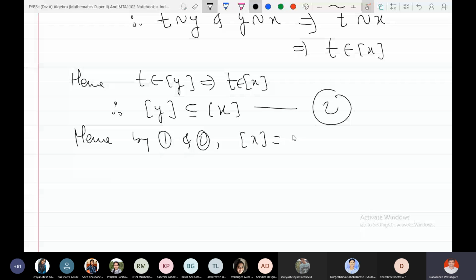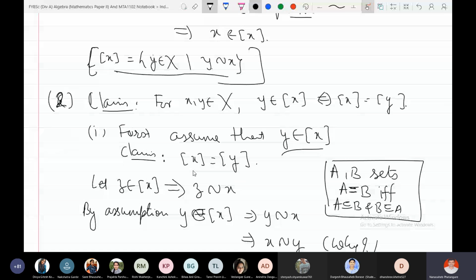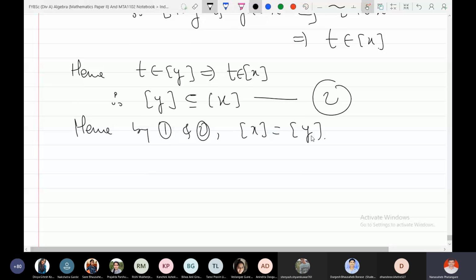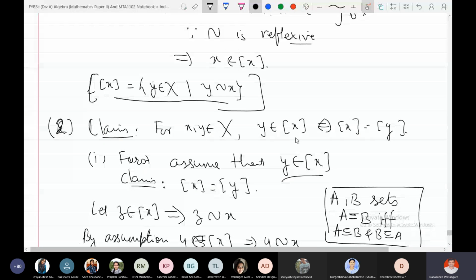So what did we prove? What is our assumption? Y is in class of X, and our claim was that class of X is the same as class of Y. I started with Y being a member of class of X, then I wanted to prove that their classes are equal, and that is what I achieved. Here we wanted to prove if and only if, which means this implies this. So one way we proved; now what is the other way around?